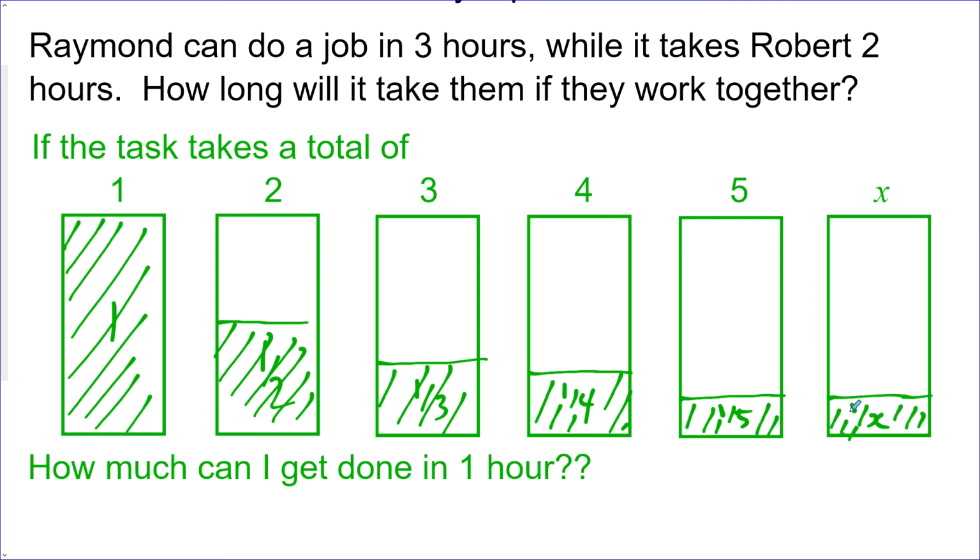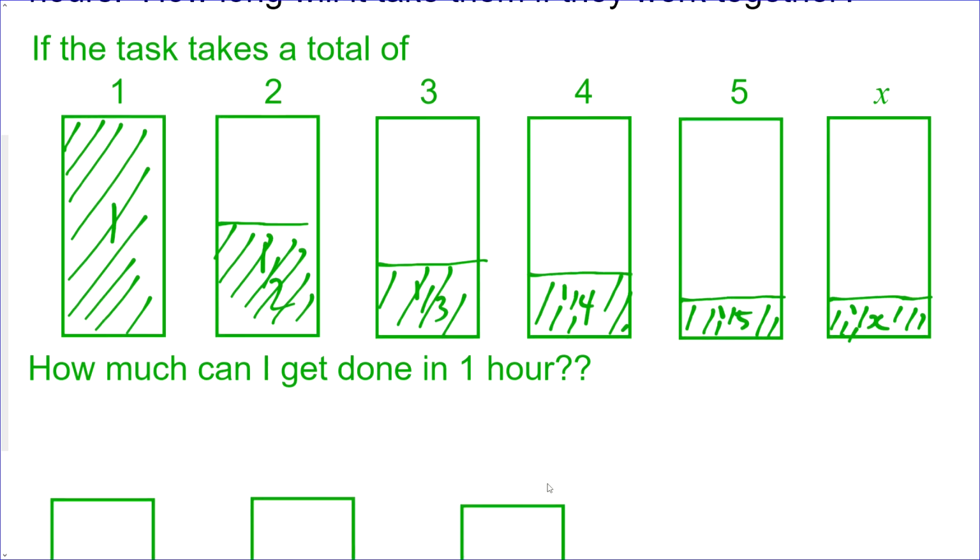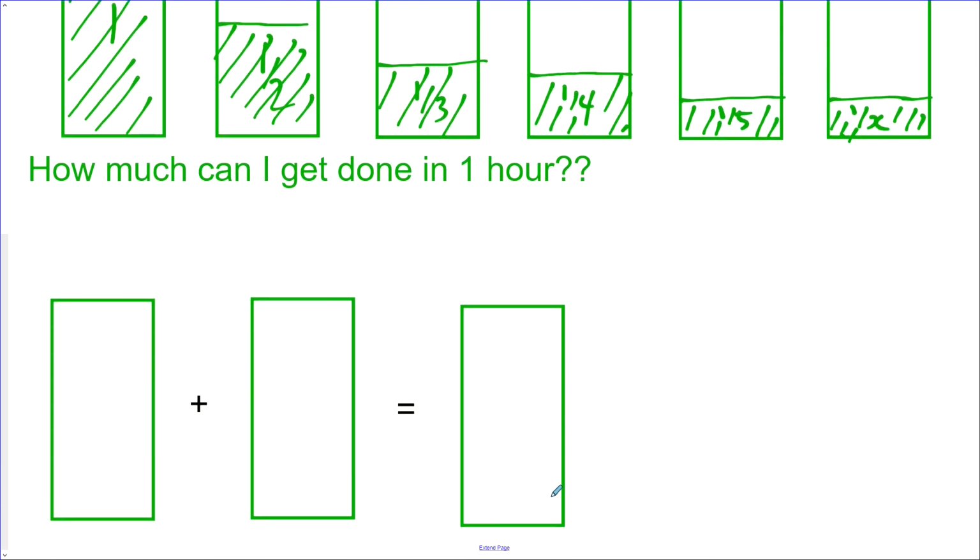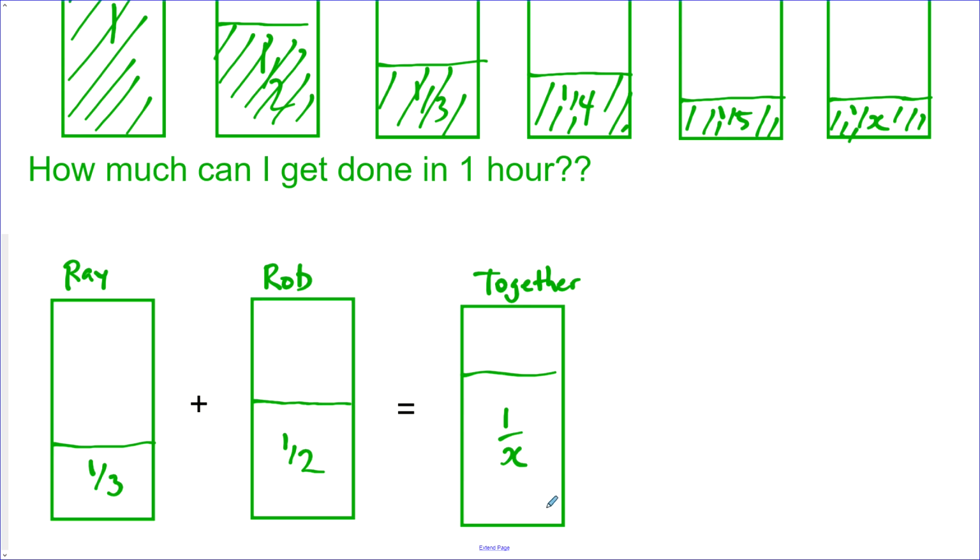So this is the key. This is just a rate. If we break everything down into a rate, then we can add the rates. So Raymond takes 3 hours, and so in 1 hour, he will get a third of the work done. Robert takes 2 hours, so in 1 hour, he will get half of the work done. And together, in 1 hour, they will get 1 over x of the work done.